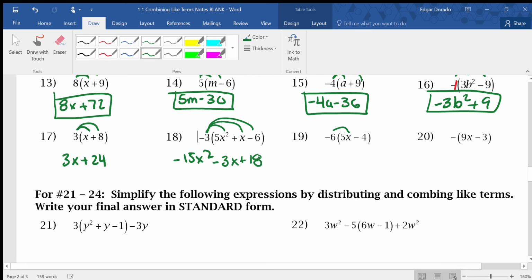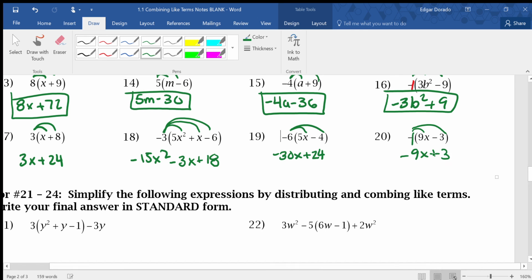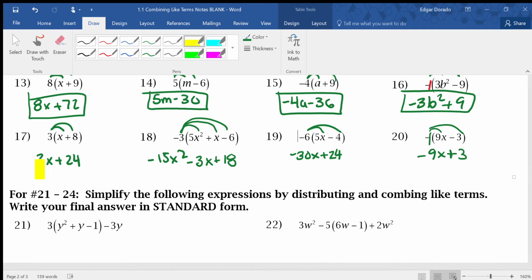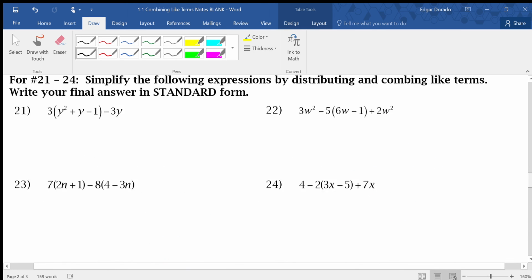Next one. Negative 6 times 5 is a negative 30x. Negative 6 times negative 4 is a positive 24. Again, we distribute this negative 1 to both of those terms, so we get a negative 9x plus 3. All right. So these are the 4 answers that you should have gotten. If you did not get those, make sure you double check your work and make sure you understand it before you move on. Okay.